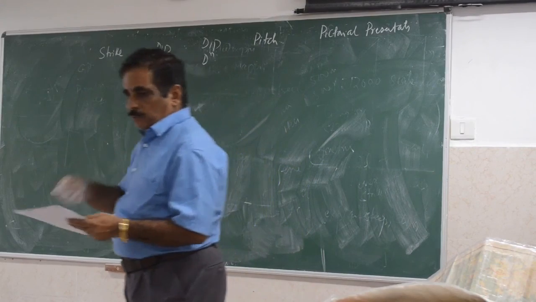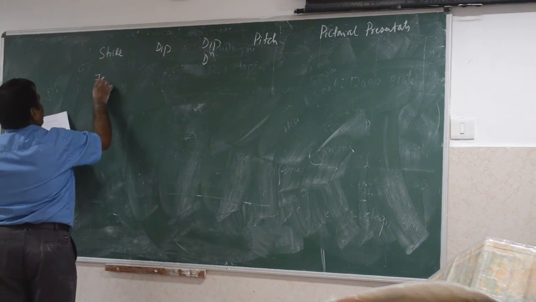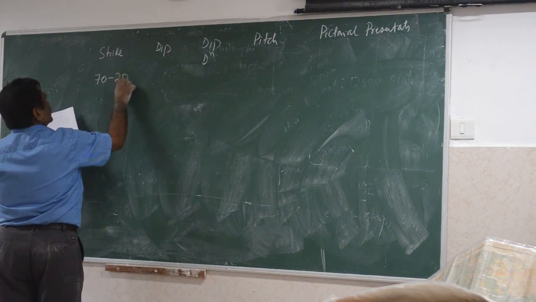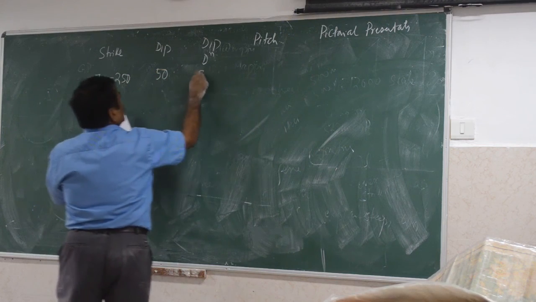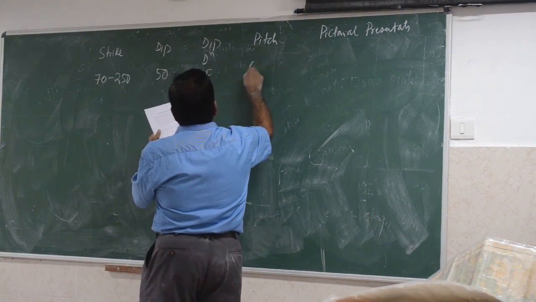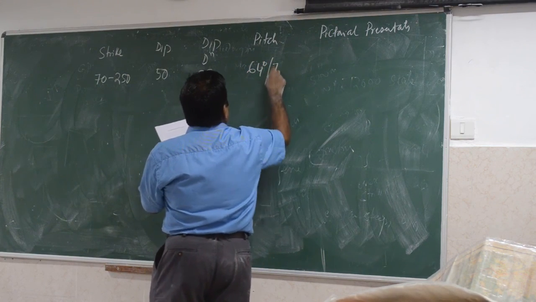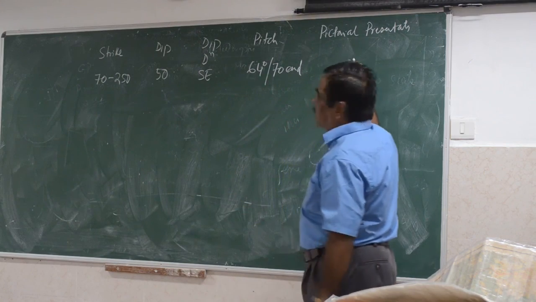So you have notebooks with you, no? You just do one, at least one. 70, 50, it is trend. Dip amount is 50, to south east. And pitch is 64 degree from 70 end. You just tell me how you radiate it.